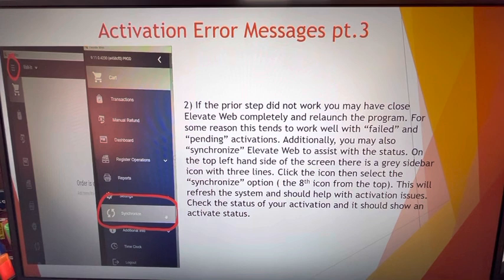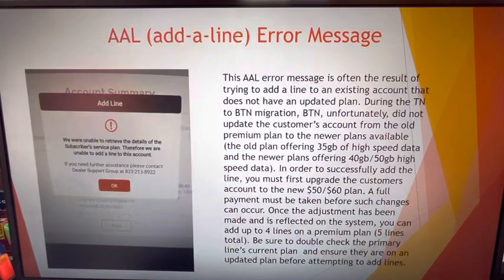If the prior step did not work, you may have to close Elevate Web completely and relaunch the program. For some reason, this tends to work well with failed and pending activations. Additionally, you may also synchronize Elevate Web to assist with the status. On the top left-hand side of the screen, there is a gray sidebar icon with 3 lines. Click the icon, then select the synchronize option, the 8th icon from the top. This will refresh the system and should help with activation issues. Check the status of your activation and it should show an active status.